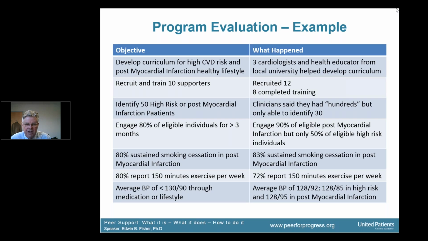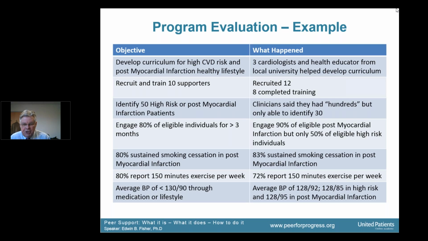We want to identify 50 high-risk or post-myocardial infarction patients. And here's a common experience I've had. Clinicians originally say, oh, we have hundreds of those patients, but when it comes down to it, they're only able to identify 30. So we need to figure out how to identify more of the people that we know are out there, more of the people we're wanting to help.